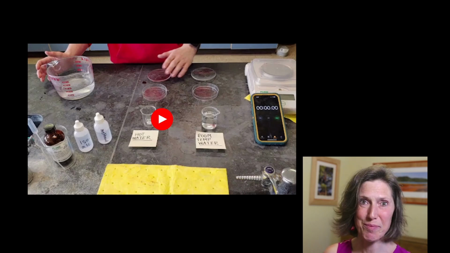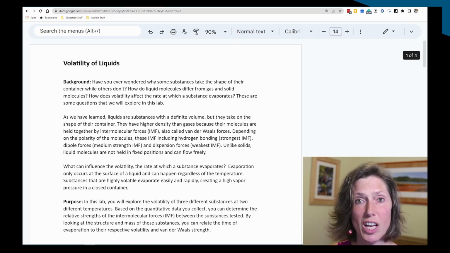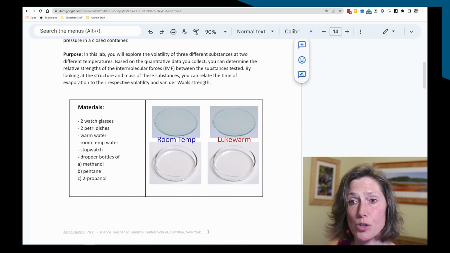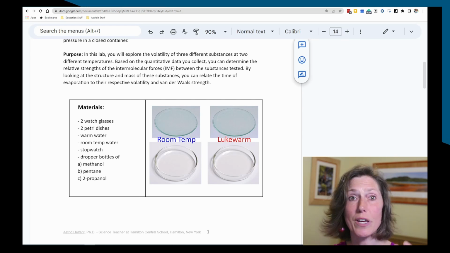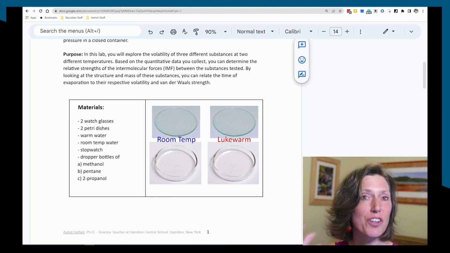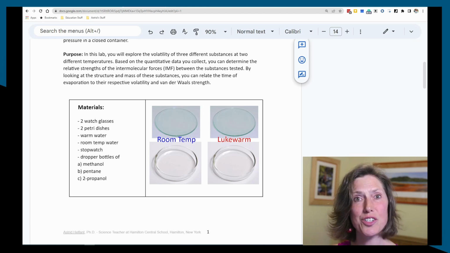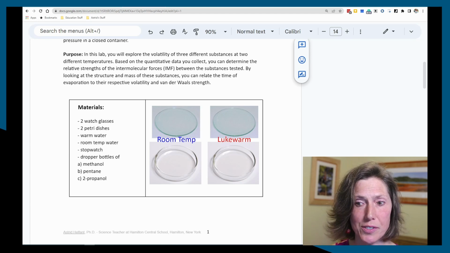You're welcome. We've reached here the handout that the students receive. Let's zoom right in on the purpose. So the purpose of this lab is for students to come to an understanding of the relationship between volatility and intermolecular forces, or van der Waals forces. And what they're going to learn is that the stronger the intermolecular force, well, the less volatile the substance is.